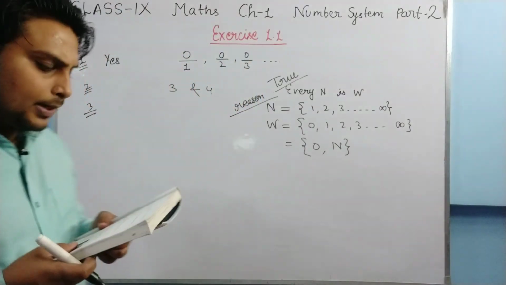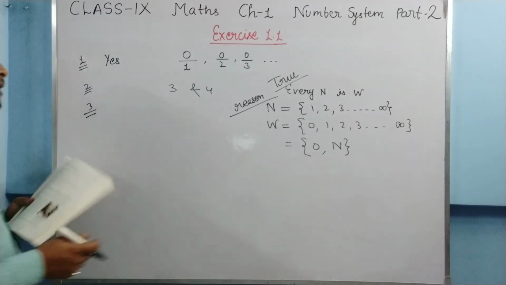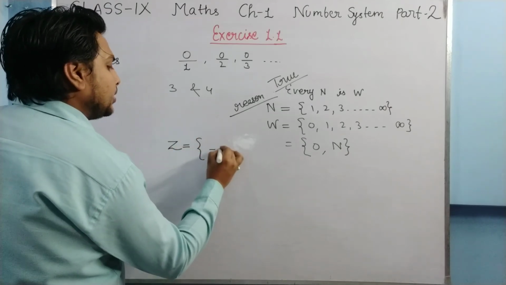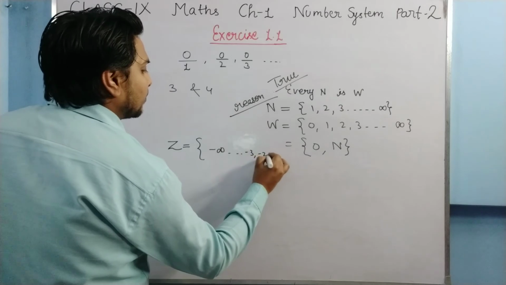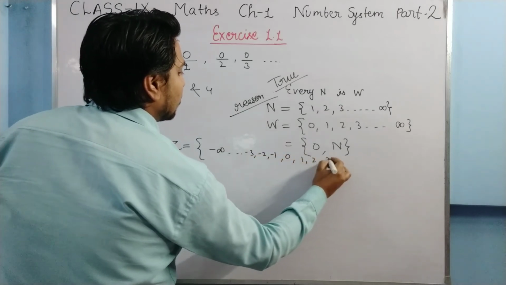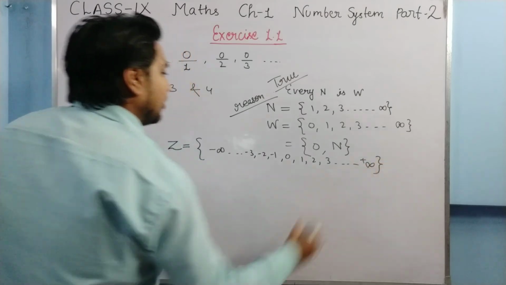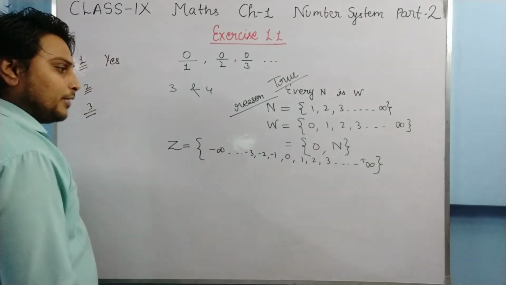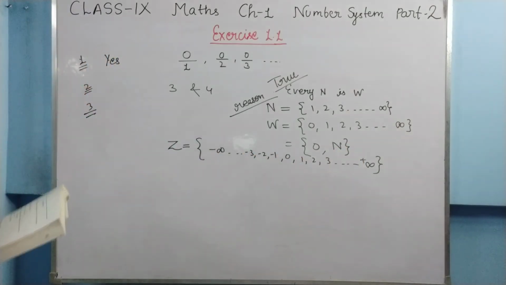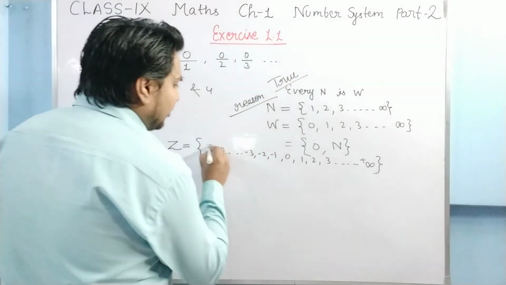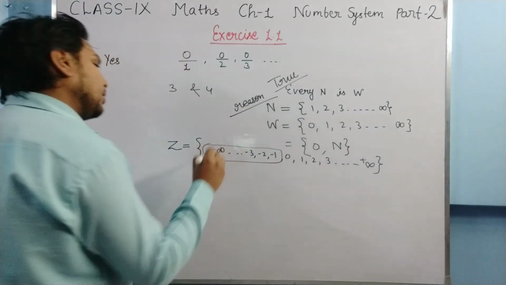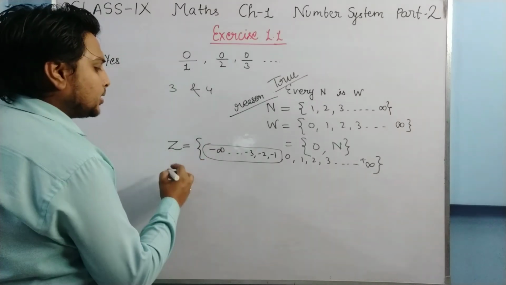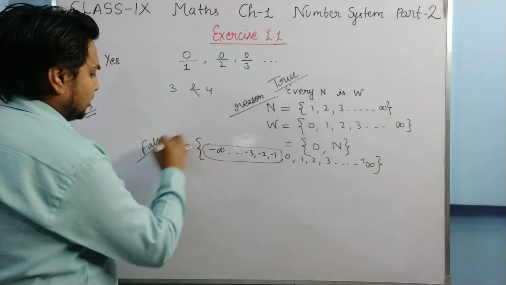Second part is what? Second part is every integer is a whole number. Every integer. Okay. In the set of integers, we have seen the numbers are like this. So can we say that all the numbers are whole number? No, it will be wrong, because in the set of integers negative numbers are also there. Okay, in the set of integers negative numbers are also there. So this statement will be what? False. This statement will be false.